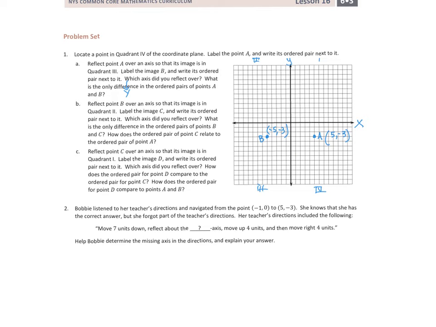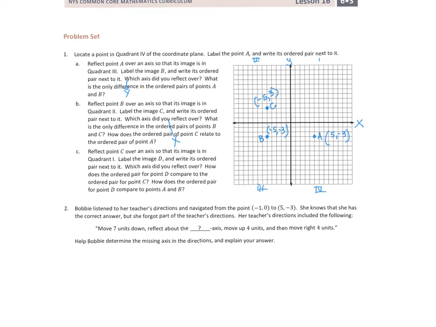Okay, let's see. Part B says reflect point B, the one I just did, over an axis so that its image is in quadrant 2. Okay. So I'm going to go 1, 2, 3. Right here, I'm reflecting, and they said make that C. And so I'm going over -5, but up +3. So which axis did you reflect over? That would have been the X. I'm just going to write X here.